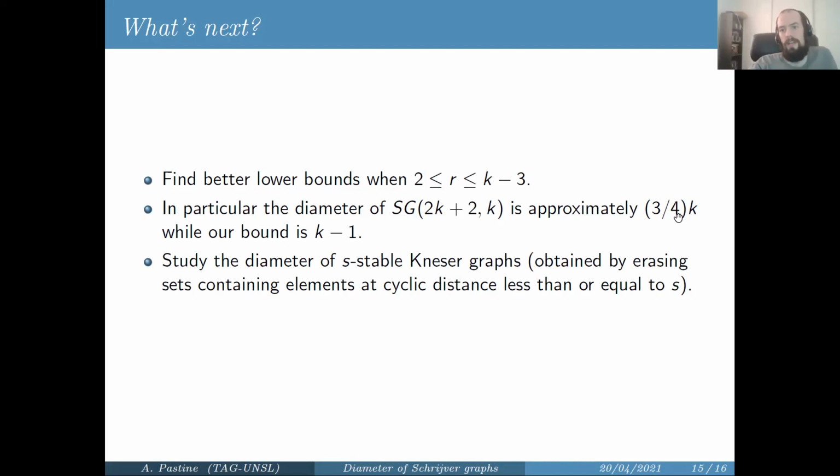So far, what we have been trying to do here, since we know that the diameter is 3/4 of k for this case, is to try to prove that if you increase n, the diameter cannot increase, because this will give us another upper bound that is better than ours for around half of the cases. What we can do so far is prove that it can increase at most 1. But that is not so good.